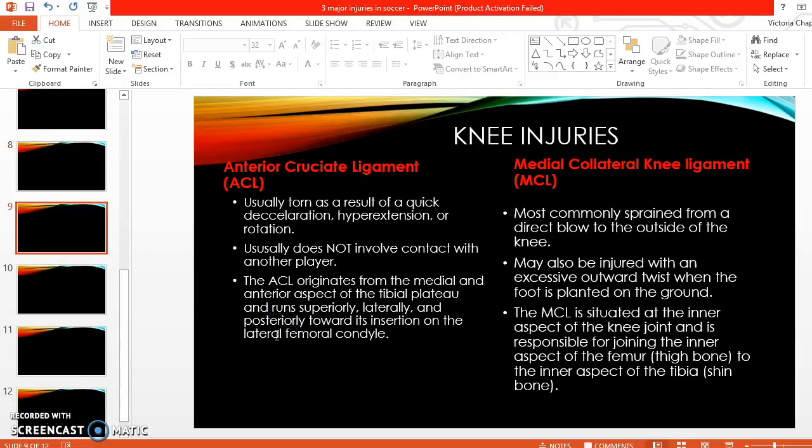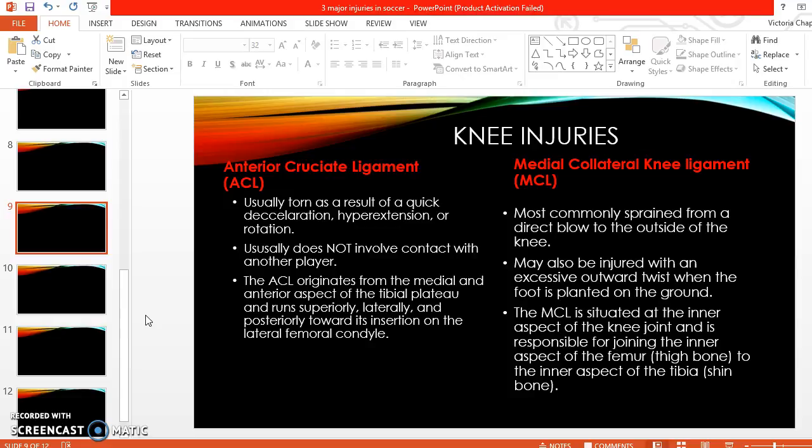So my next one is knee injuries. I decided to put both since I'm doing soccer. It's the ACL and the MCL. So the ACL is usually torn as a result of a quick deceleration, hyperextension, or rotation. It usually does not involve contact with another player, which a lot of people do think tears the ACL, and it's not.